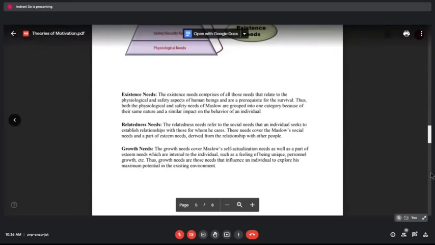But according to ERG theory, if the person's high level need is not getting fulfilled, he can come back to the lower level need, because that will be easy to get and easy to satisfy, so he can fulfill that need.